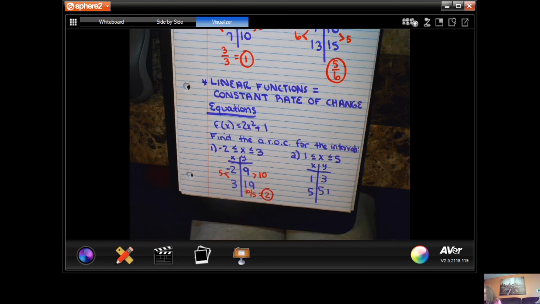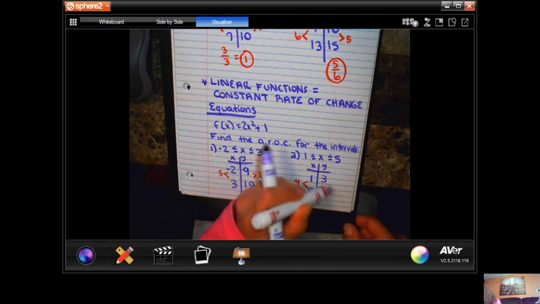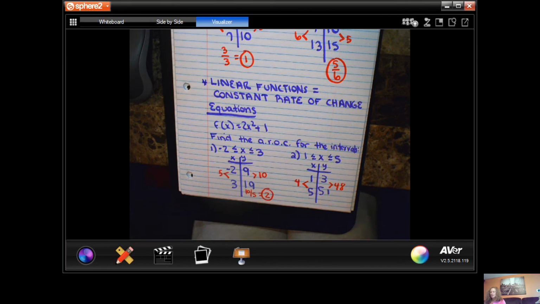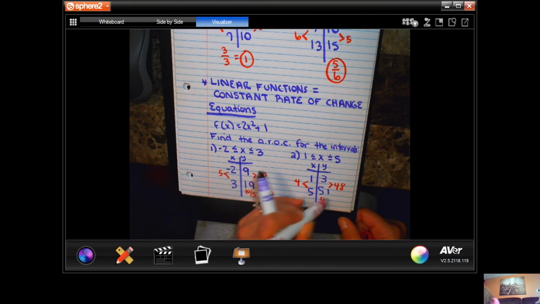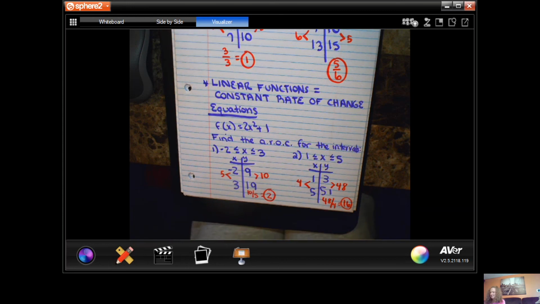Now I can find the average rate of change. From 1 to 5, it goes up 4. From 3 to 51, it goes up 48. So the average rate of change would be 48 over 4. That's 16. So this tells you that in this equation, it is steepest, because this is the higher number, it is steeper from 1 to 5 than negative 2 to 3, just like if we had a graph.